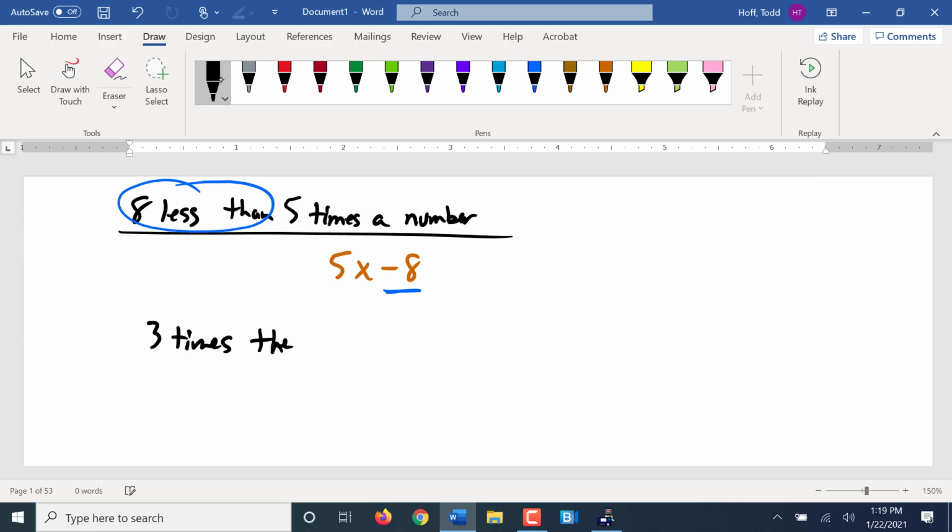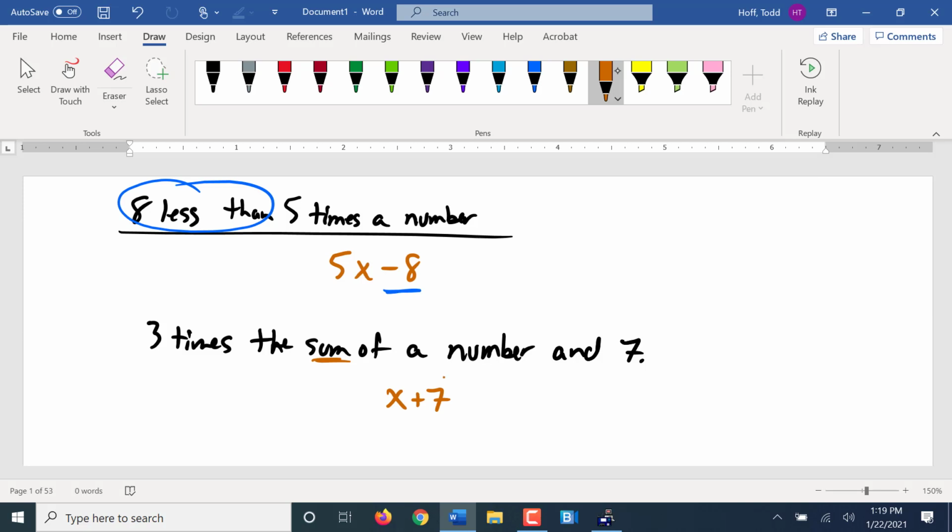If I say 3 times the sum of a number and 7, how would I express that? Again, using x as the missing number. Yep, sum is addition. x plus 7 in parentheses.